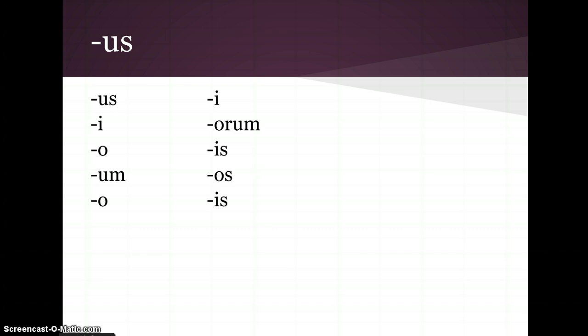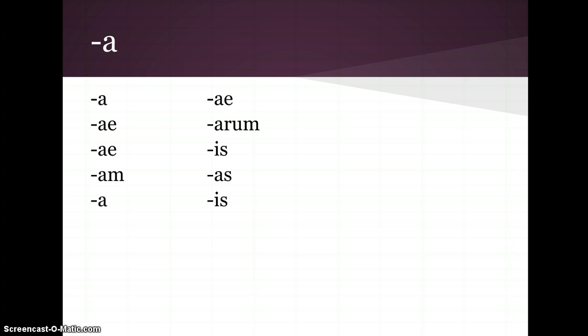These are the endings for adjectives that would end in us. The endings go in order from nominative, genitive, dative, accusative, ablative. The first column is the singular and the second column is the plural. So in order from top to bottom and then on to plural, it goes us, i, o, um, o, i, orum, is, os, is. These are the endings for adjectives that end in a.